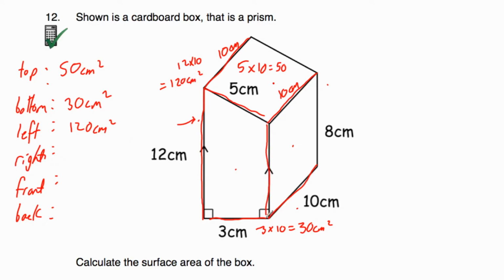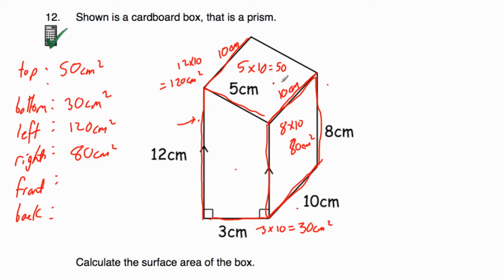So if we have a look at it again, that is a rectangle. The length of the rectangle is 10 centimeters. The height of the rectangle is 8 centimeters. 8 times 10 is equal to 80 centimeters squared. So the area of the right-hand face is 80 centimeters squared. So we've done 4 of the faces. Now we need to do the front and the back.